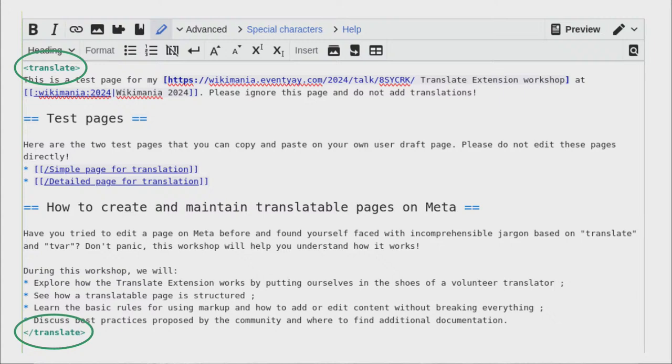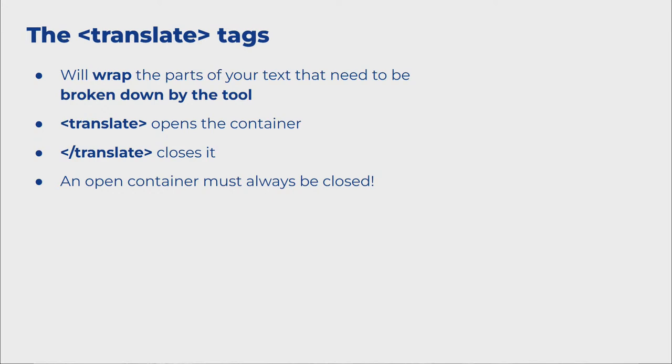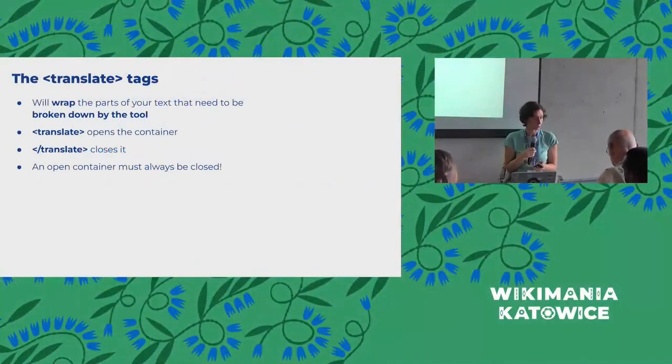All right. So let's start looking at some pages with some translate markup. We're going to start with these translate tags that you probably already saw. You can see them there on the page. So what is that? The translate tags are going to wrap the parts of the text that need to be broken down by the tool into these translate units that we talked about. You're going to need to open this translate tag and close it with this bar at the end. And if you already did any kind of hacking around with development, you already know that an open container always must be closed.